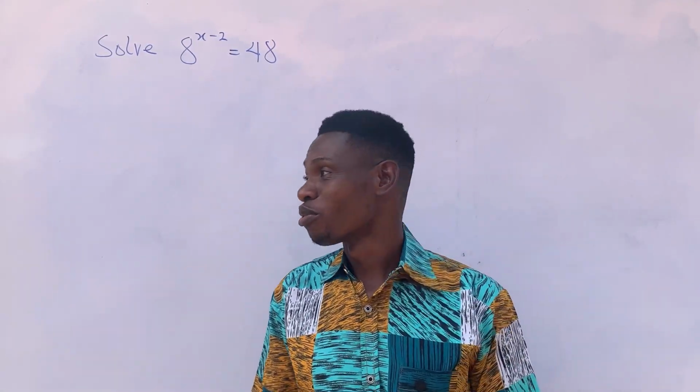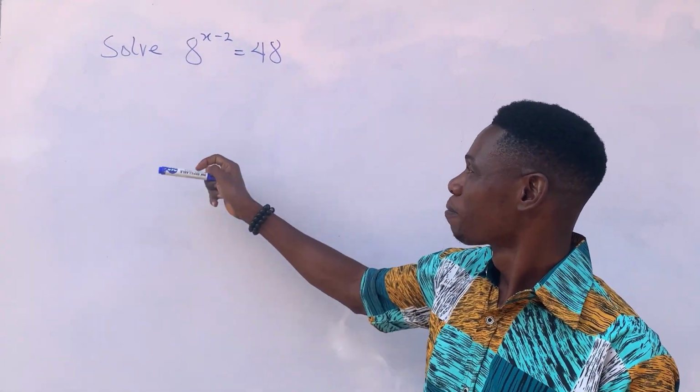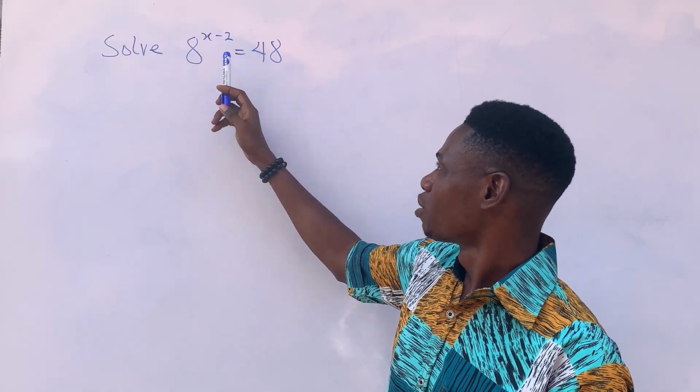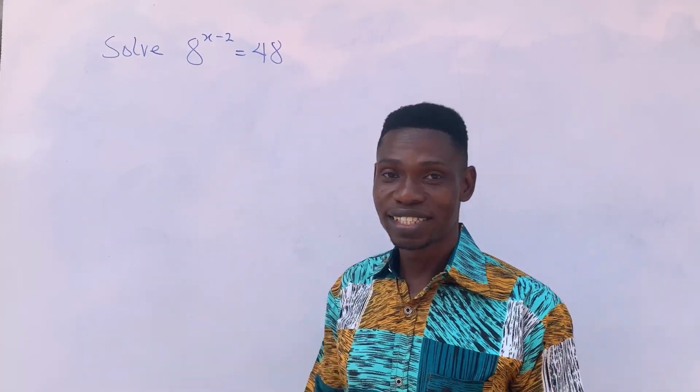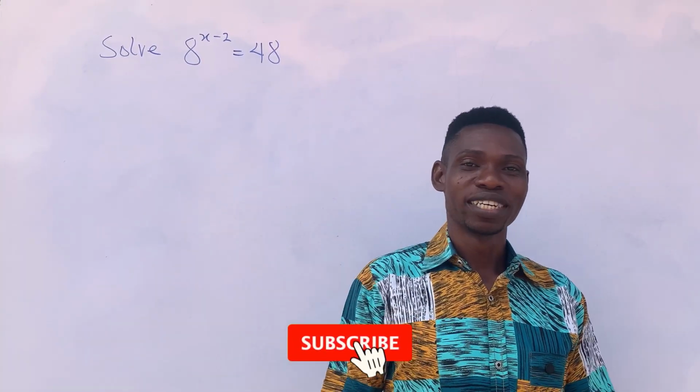Today we are going to be solving this exponential problem. As you can see, it says 8 raised to power x minus 2 equals 48. If you're excited to solve with me, let's go.